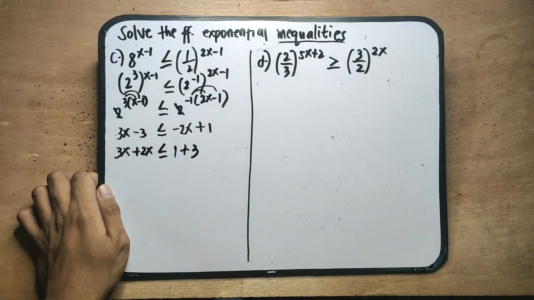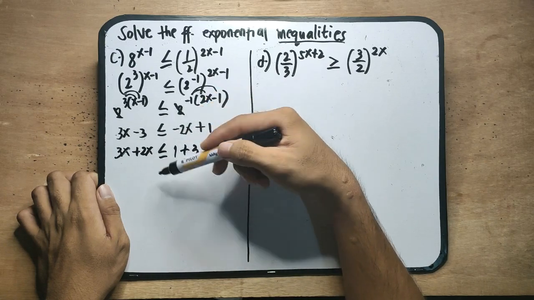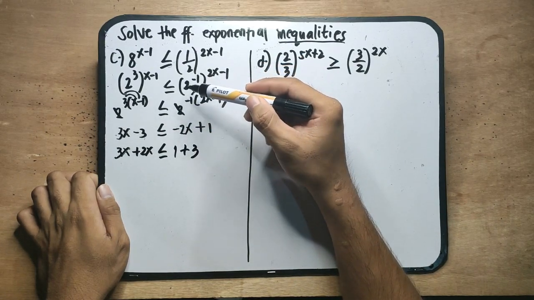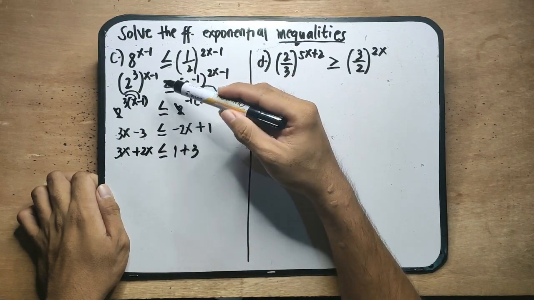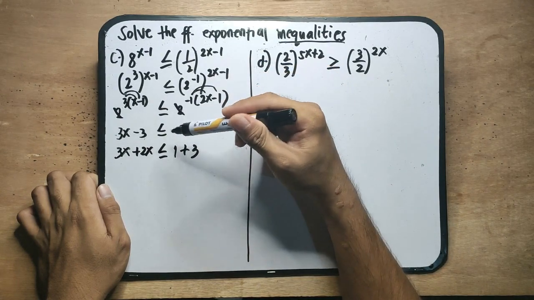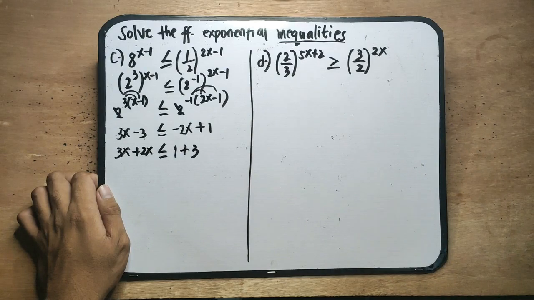So bakit hindi na reverse? Bakit hindi pala na reverse yung direction ng inequality symbol natin? That is because the base is greater than 1. Kapag mas malaki kay 1 yung base, hindi na iiba yung direction ng inequality symbol. Kapag in between 0 and 1, doon yung time na i-reverse mo yung direction ng inequality symbol natin.